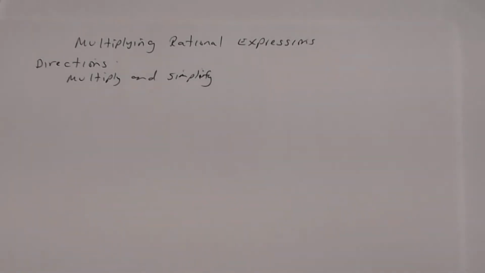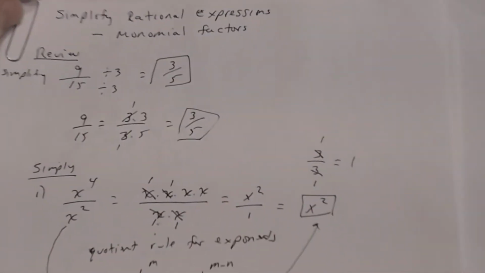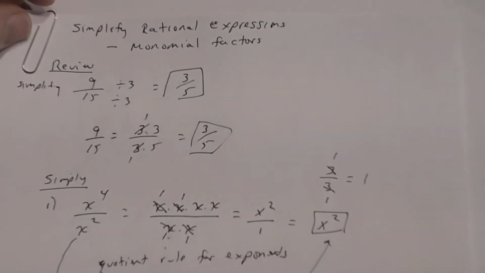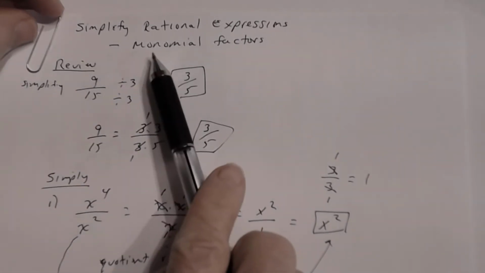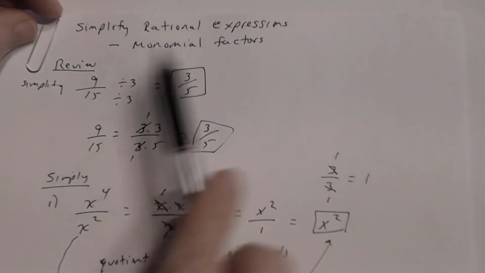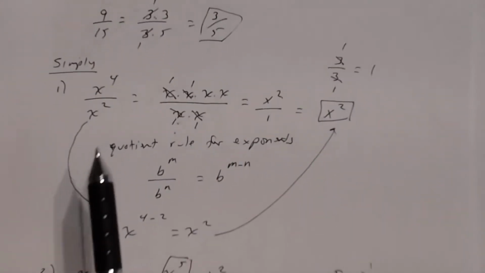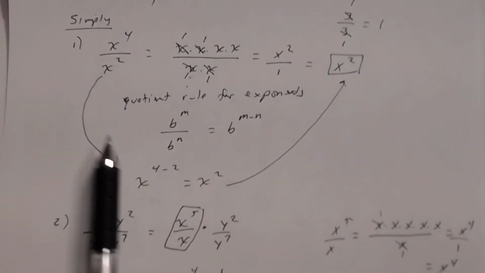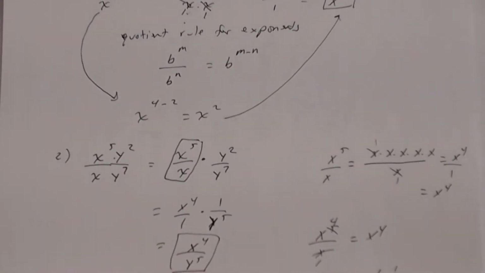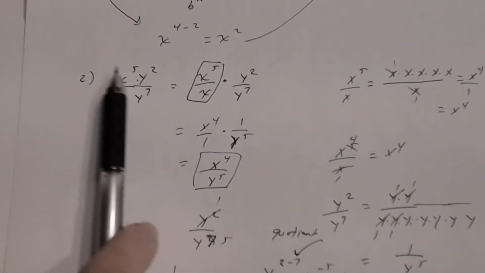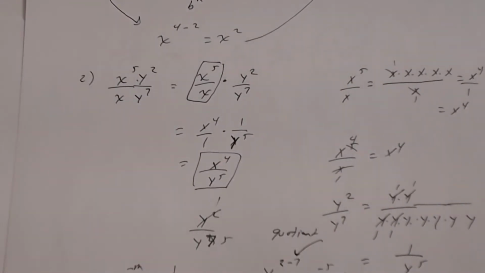In this lesson, we're going to learn how to multiply rational expressions. Before we go into this lesson, make sure you go back to the previous lesson or one of the previous lessons where we talked about simplifying rational expressions that contain monomial factors. Just make sure you review the part where you had to simplify rational expressions where the factors are all monomials, because that's going to be needed in this one.